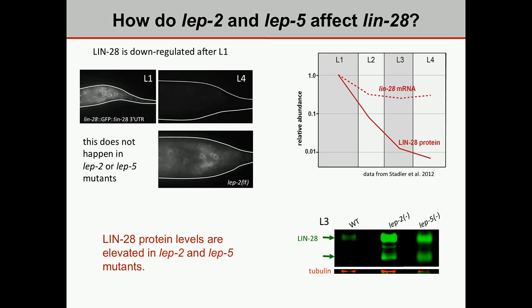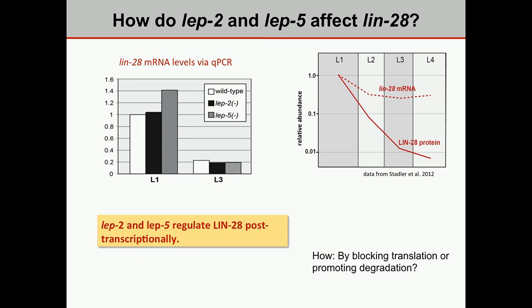We next looked at messenger RNA levels. The messenger RNA for LIN-28 is reduced by a factor of 5 after the L1 stage, and that downregulation is normal in LAB2 and LAB5 mutants, as you can see here. So both of those genes regulate LIN-28 post-transcriptionally.